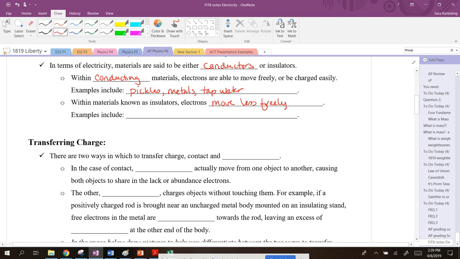All right, examples of these insulators include, what, Idris, did you have any? Plastic. What else? Paper.